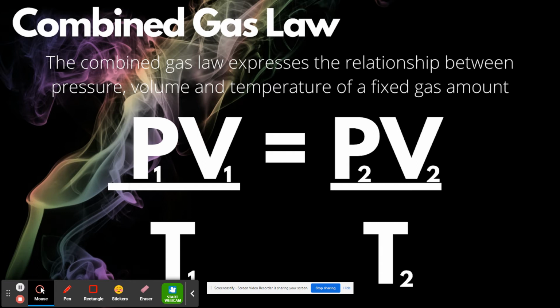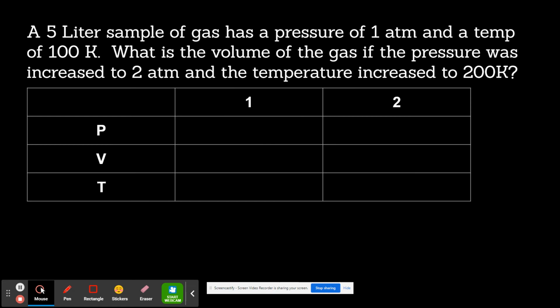So let's try solving using this equation. Let's just jump into the equation itself. For example, a 5-liter sample of gas has a pressure of 1 atm and a temperature of 100 K. What is the volume of the gas if the pressure was increased to 2 atmospheres and the temperature increased to 200 K? All right, let's figure this out.